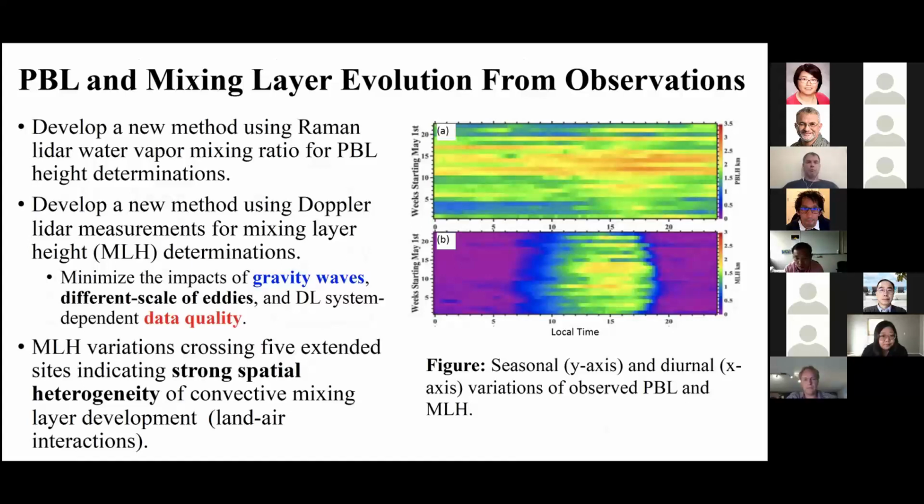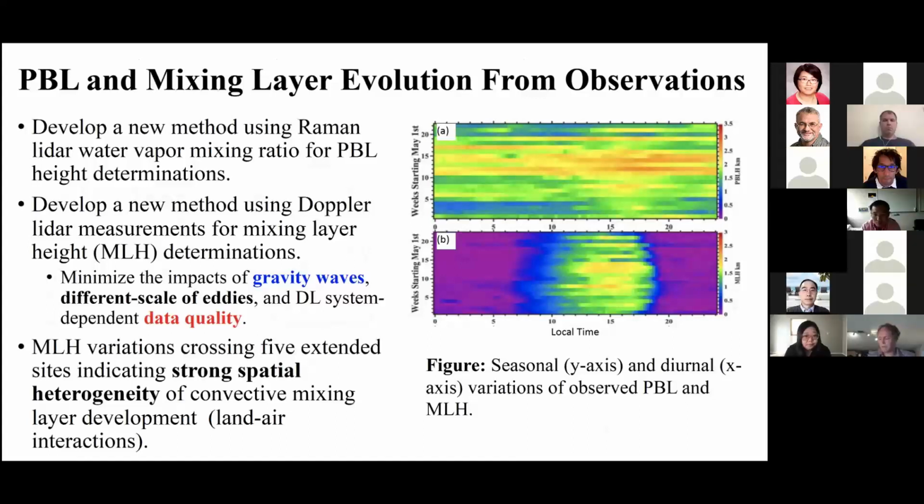Now you can get a PBL height in different ways, but we try to focus on using Raman LiDAR rather than aerosol. We believe that can give you the most reliable PBL height in general. For the mixing layer height, the convective mixing layer, we use Doppler lidar vertical velocity measurements. There is a lot of literature using this one, but if you want to get reliable data, there are a lot of issues you have to deal with. The main ones are gravity waves and the different scales of eddies.